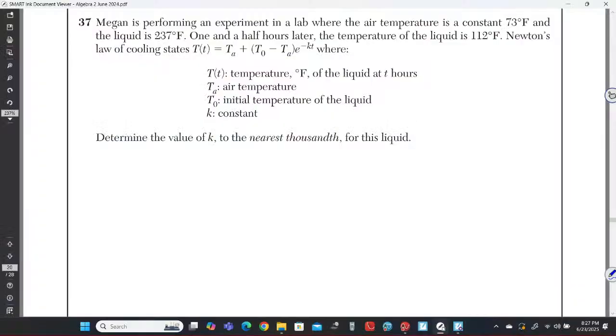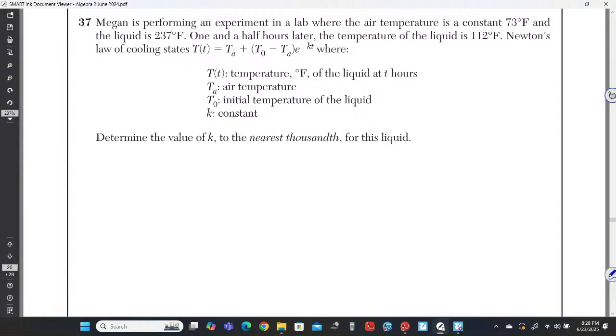Megan is performing an experiment in a lab where the air temperature is a constant 73 degrees Fahrenheit, and the liquid, I love the liquid, it's coming out of nowhere. The liquid is 237 degrees Fahrenheit. I wish they would have said is initially 237 degrees Fahrenheit, but we're going to forgive them. 1.5 hours later, because we have no choice, 1.5 hours later, the temperature of the liquid is 112 degrees Fahrenheit.